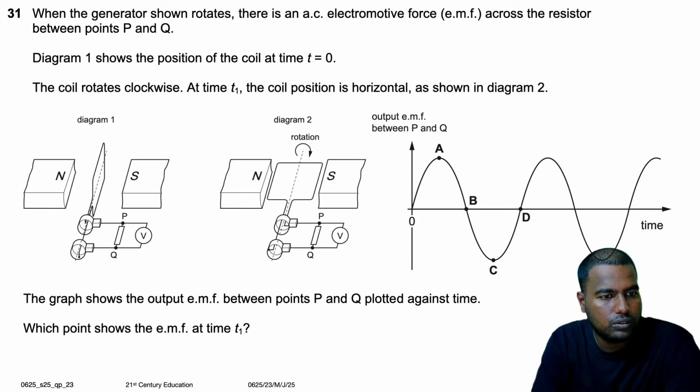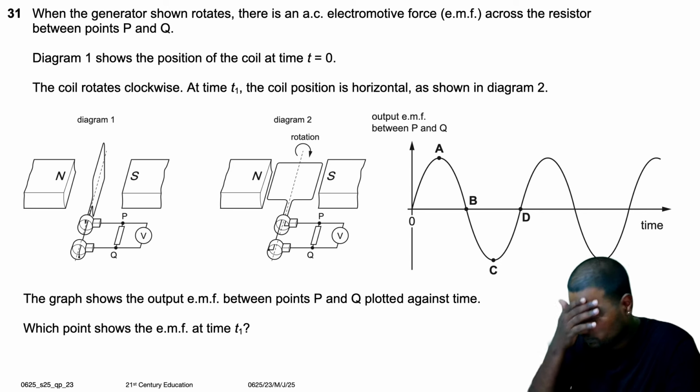When the generator shown rotates, there is an AC electromotive force across the resistor between points P and Q. Diagram 1 shows the position of the coil at time equal to 0. The coil rotates clockwise. At time T1, the coil position is horizontal as shown in diagram 2. The graph shows an output EMF between points P and Q plotted against time. Which point shows the EMF at time T1?